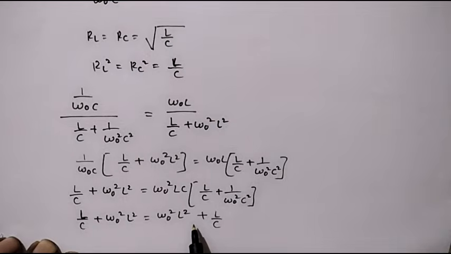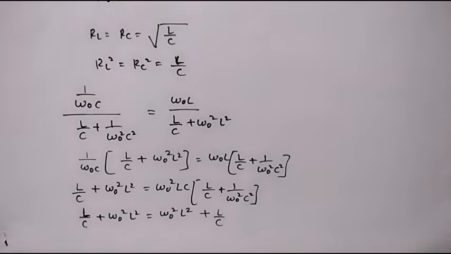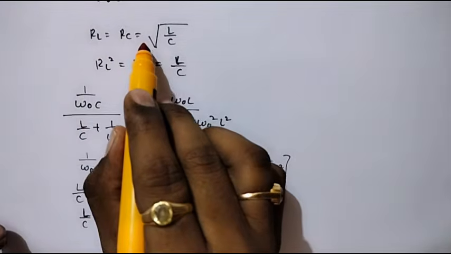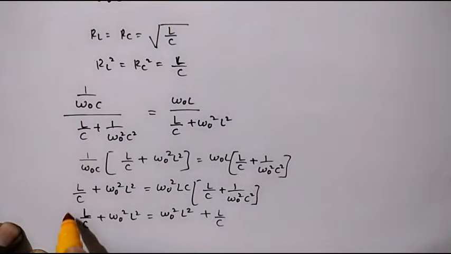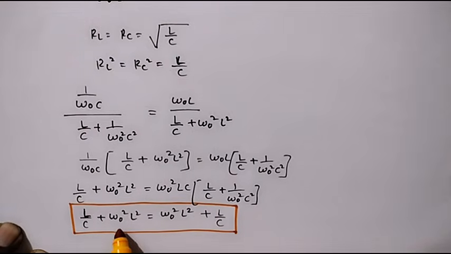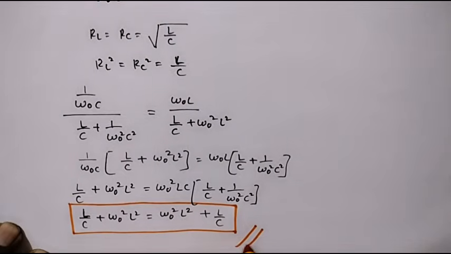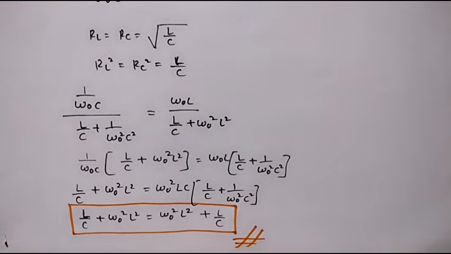It means that net susceptance is equal to 0, that is, this minus this is equal to 0. Therefore we can say that in a parallel resonant circuit, if the value of RL is equal to RC is equal to under root L by C, the circuit will resonate at all frequencies. It means that for any value of omega naught, this equation will hold good. Thus it is proved. Thank you.